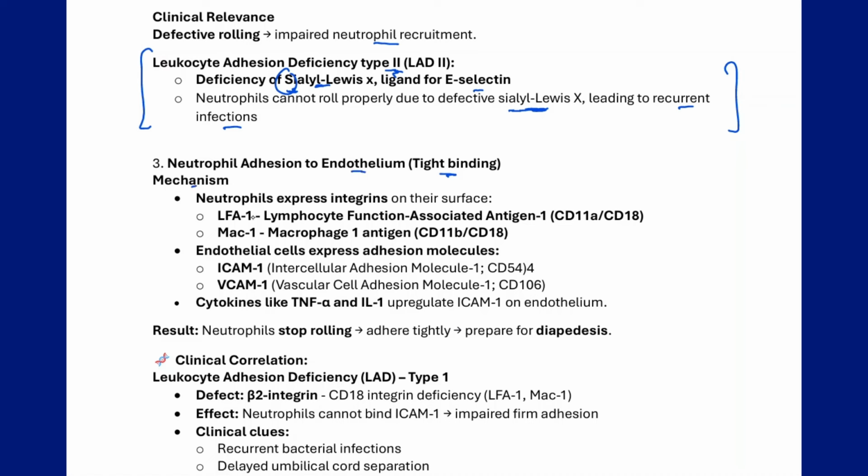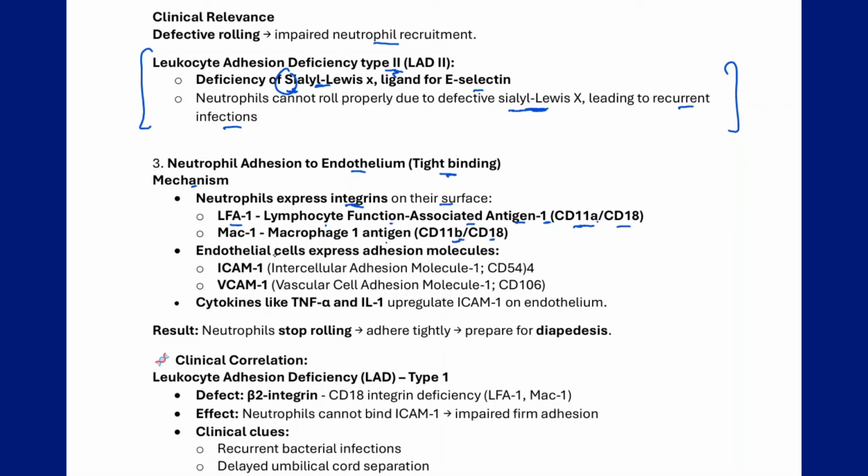What's the mechanism? The neutrophil is going to express integrins. So here we need integrins. The neutrophil expresses integrins on its surface. We have LFA-1, which is lymphocyte function-associated antigen 1, and the CD marker for this one is CD11a and CD18. We also have Mac-1, which is macrophage 1 antigen, and the CD marker for it is CD11b and CD18. So instead of 11a, this one is 11b, with CD18.